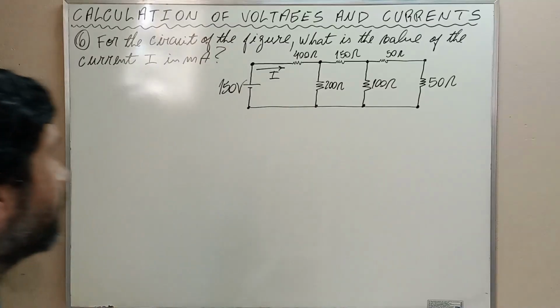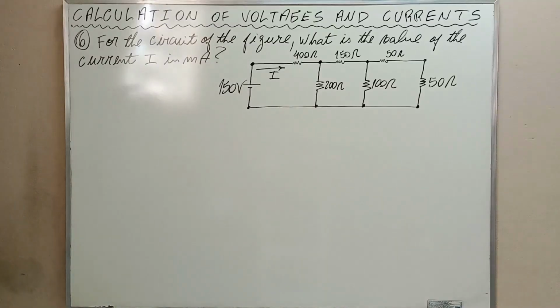Exercise number 6. For the circuit of the figure, what is the value of the current I in milliamps? This is the question. Let's go to the solution. Instead of using KCL and nodal analysis, we will use the equivalent resistance to find the value of the current. To find the equivalent resistance, we shall combine resistances in series and in parallel from right to left, and this is precisely what we are going to do.